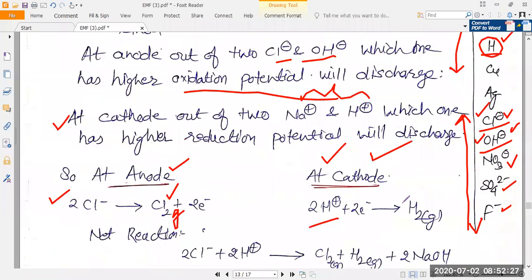And how is hydrogen liberated at the cathode side? 2H plus ions accept 2 electrons and convert into hydrogen gas, and this hydrogen gas will be liberated at the cathode side. At the cathode side, the hydrogen gas will come out in the form of bubbles, and at the anode side, chlorine gas will come out in the form of bubbles. So at the anode side we get chlorine gas, at the cathode side we get hydrogen gas.